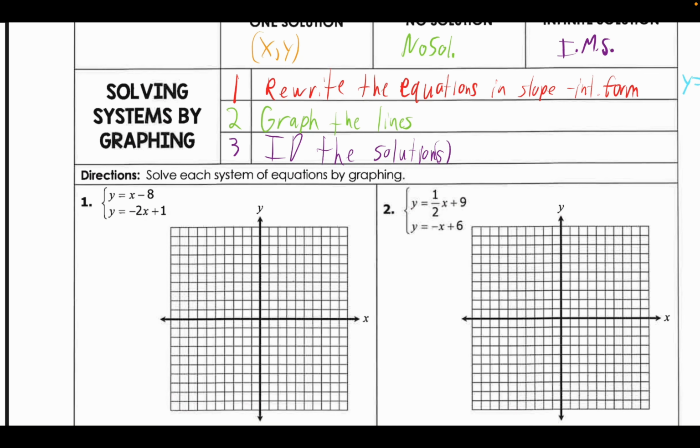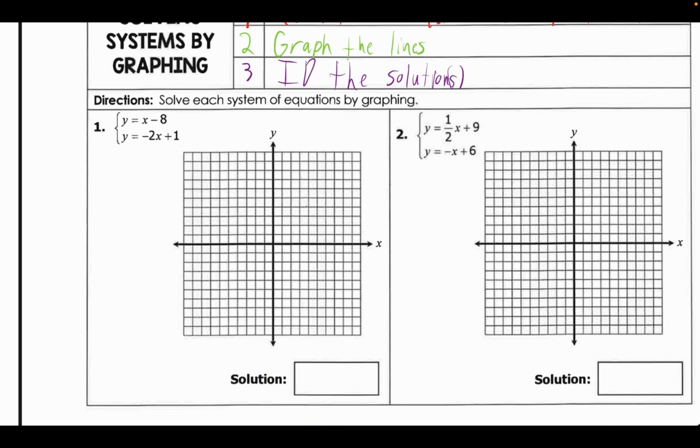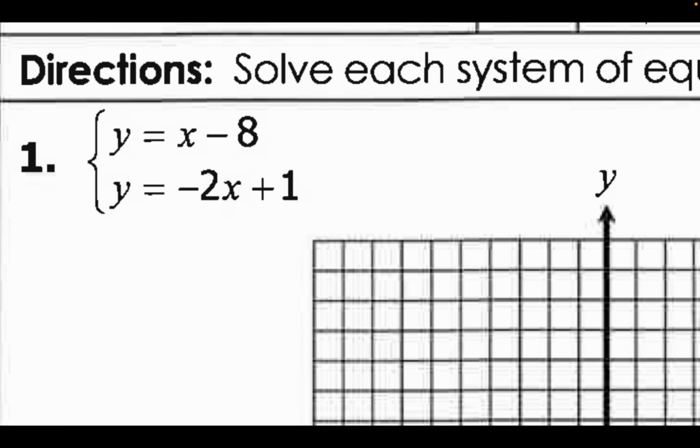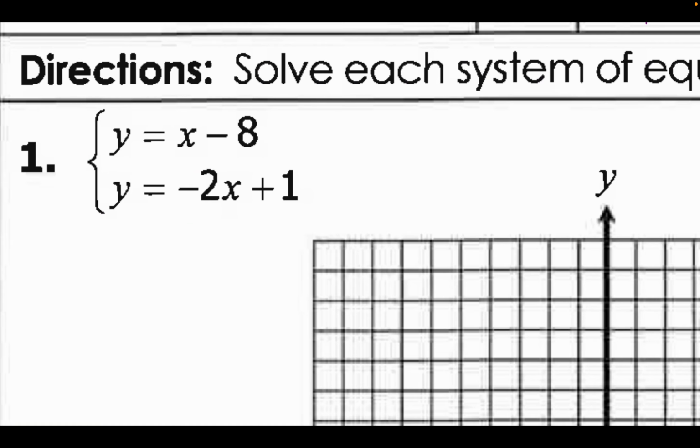So let's jump into it. Directions: solve the system of equations by graphing. So we have this notation, or how it's written, where this tells us it's a system. It tells us it's a set of two equations that go together. And so we have one equation and our other equation. And each equation here is actually already solved for slope-intercept form. It's already in the y equals mx plus b, y equals everything else.